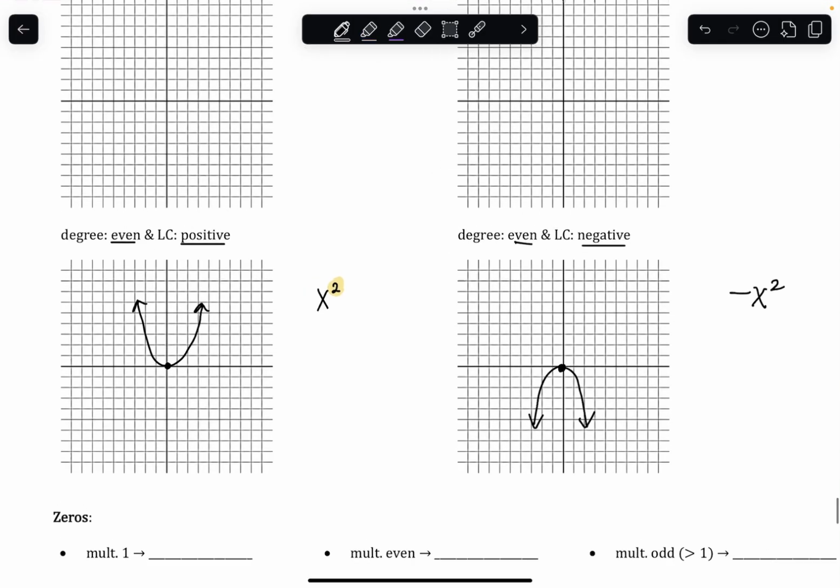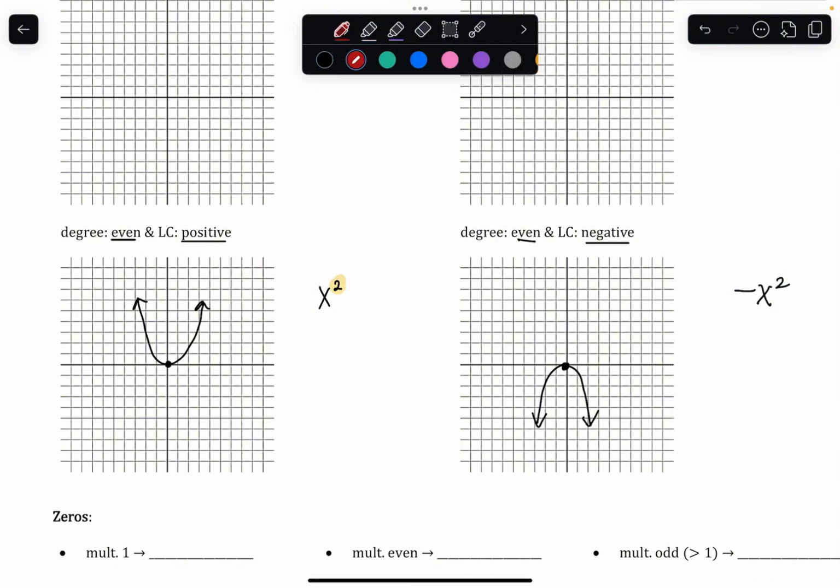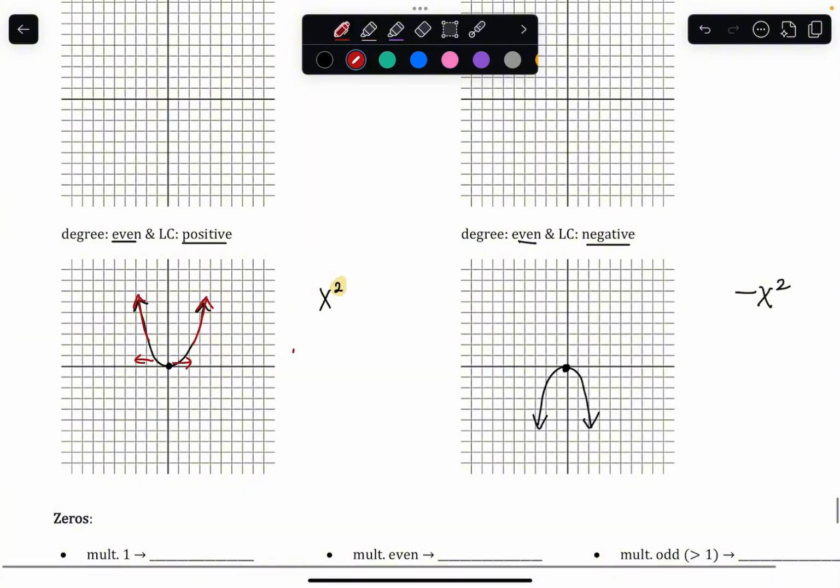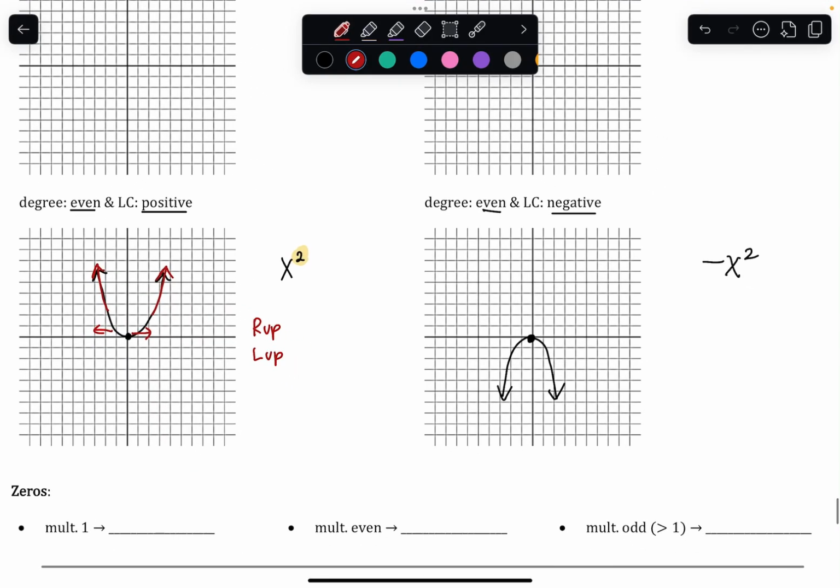So just looking at the end behavior, as we go to the right side, it is going up. And as we go to the left side, it is going up. Okay, and so both the right side is up and the left side is up, pointing up. Over here, as we go to the right, our parabola is going down. So right side is down. And the left side is also down. As we go to the left, it's also going down.